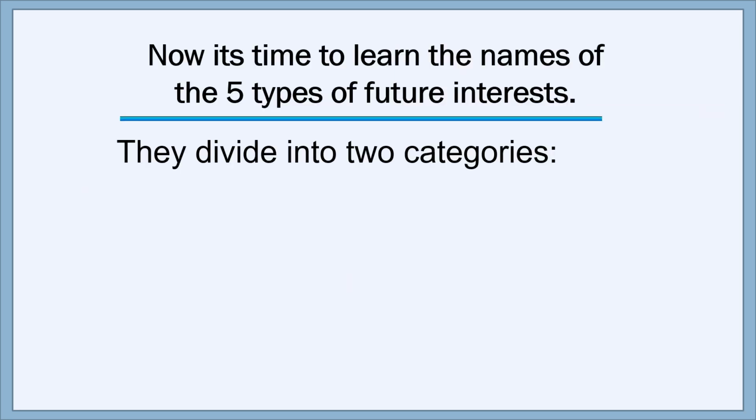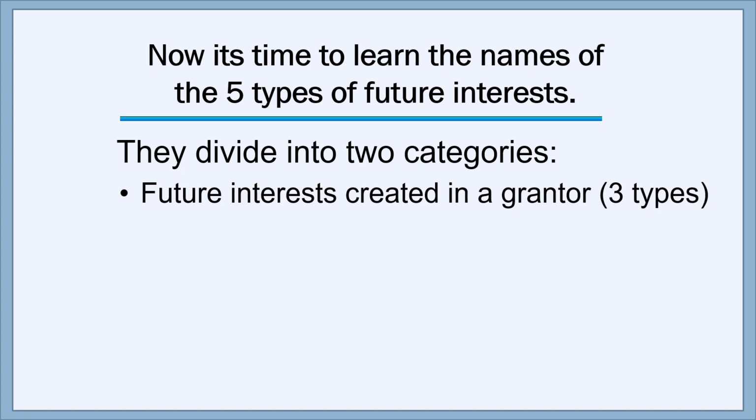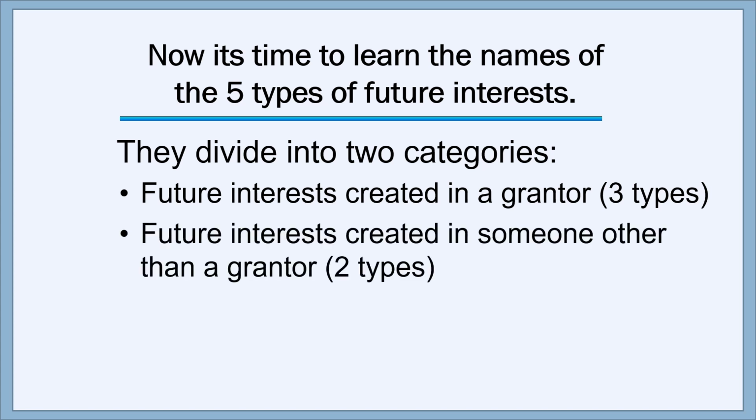Now we're ready to talk about the names of the 5 kinds of future interests. They divide into 2 categories, which are easy to remember. The first category consists of future interests that are created in a grantor. There are 3 of those. We'll talk about their names in a minute. The other category is future interests that are created in somebody other than the grantor. There are 2 of those types.